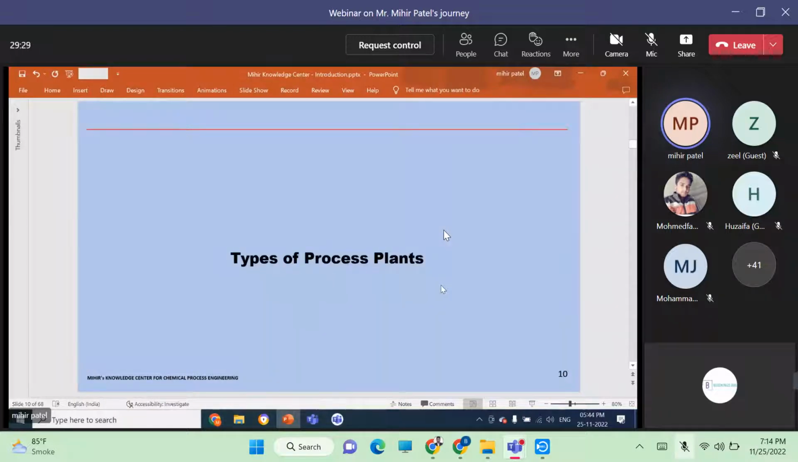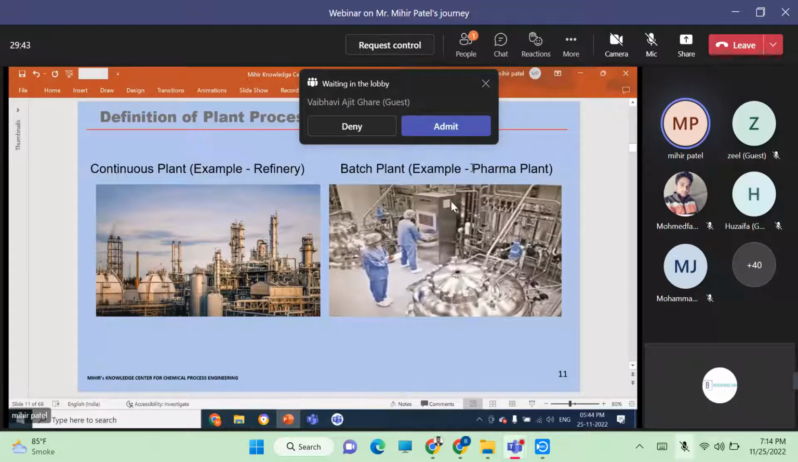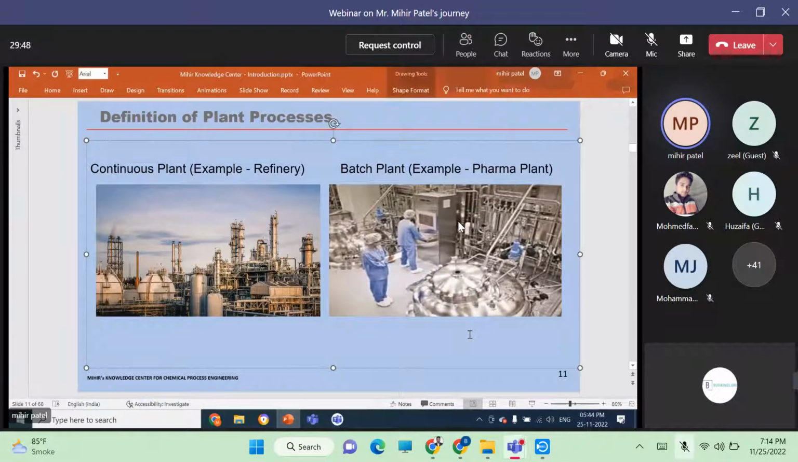Okay, now types of process plants. Now you see I have elaborated here the definition of plant processes. So there are many types of process plants. For example, you have a continuous plant, like a refinery, which runs 24/7. And then you have a batch plant, for example a pharma plant, or a small scale industry plant. So the process engineer has to think a little bit differently in these plants. You cannot have one cap fits all size.